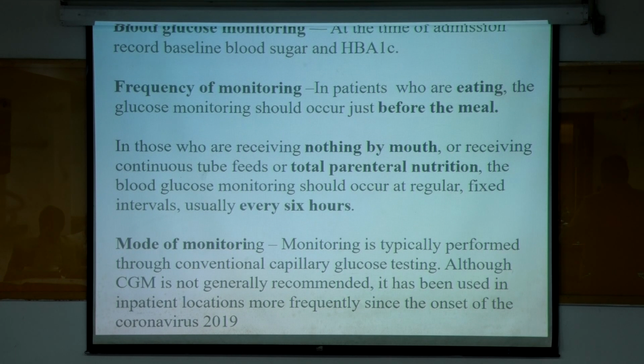The monitoring is generally done, one frequency is that in a normal patient, you take it before each meal, because that's a very fixed value. People who are nil per oral, you can start doing it at a fixed interval of 6 hours. Generally, nowadays, capillary blood glucose is the method of choice, because of other reasons also. There are even studies which have proved that you can create anemia by a recurrent number of blood samplings. So capillary blood glucose is the method of choice.